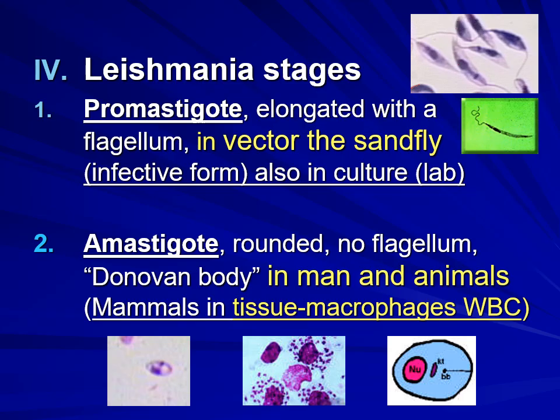So this occurs in the tissue macrophages or the white blood cells. And you can see it clearly, especially in the central picture at the bottom of the slide there. You can see the nucleus of the white blood cells. Those are the large, slightly darker rounded structures. Those are the nuclei of the white blood cells, and within the cytoplasm you can see a lot of Donovan bodies or amastigotes.